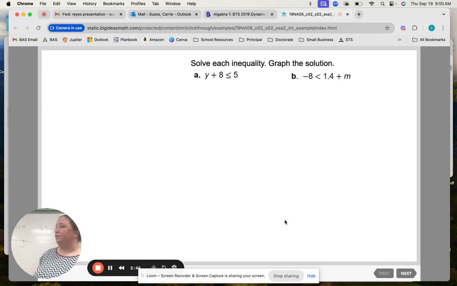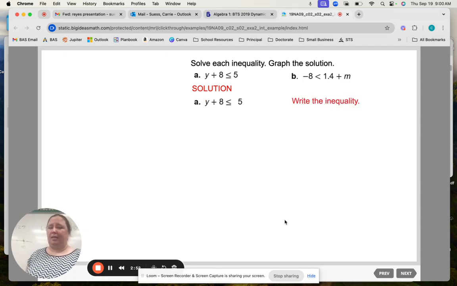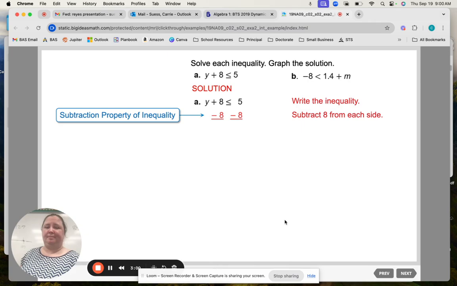We're going to solve each of these and then graph them. So for A, write it down. We have y plus 8 is less than or equal to 5. What's the first step? Well, only step. Subtract 8 from both sides. That leaves the y on one side. What is 5 minus 8? Negative 3. So y is less than or equal to negative 3.